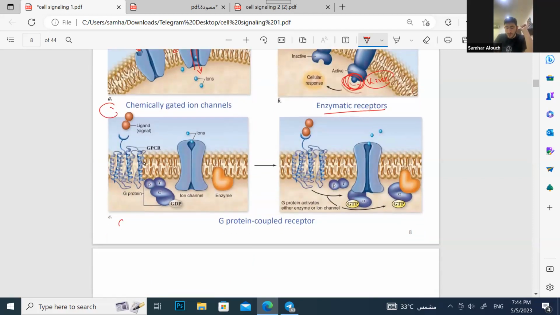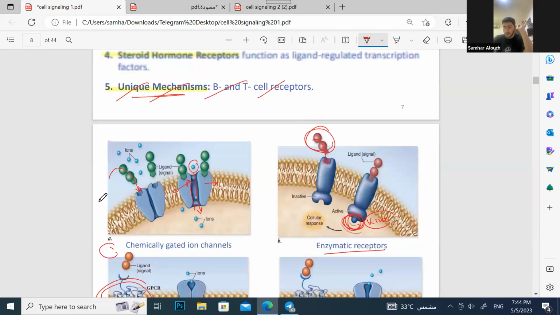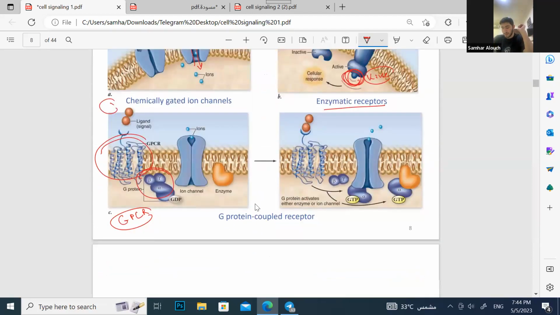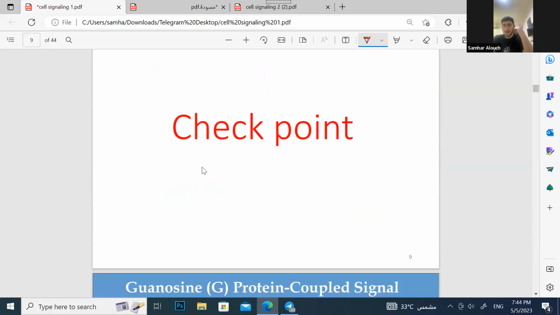The third type is G-protein coupled receptor. And this is a receptor that has a G-protein attached to it. It's like a receptor, and we have a G-protein attached to it. Once the ligand binds, the G-protein detaches and goes away, okay, and does its action. And the fourth type is the steroid receptor, which my friend explained clearly. This is the first checkpoint.